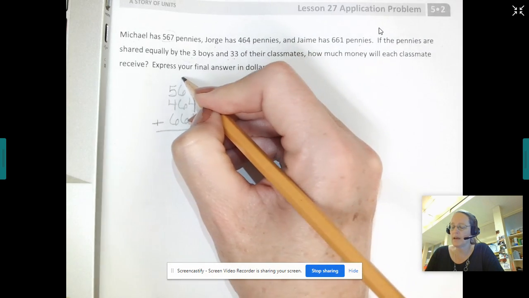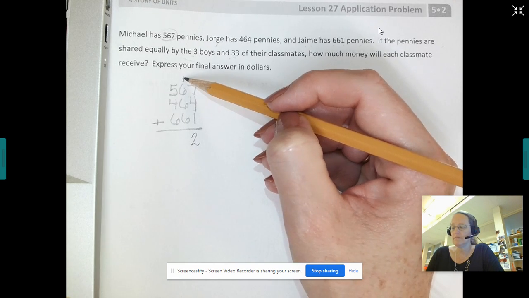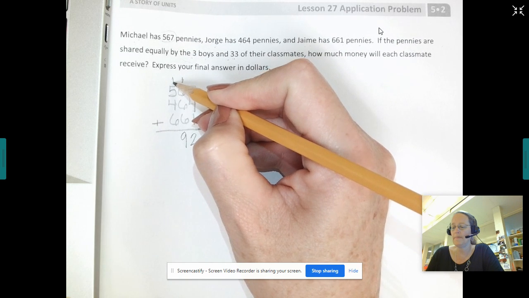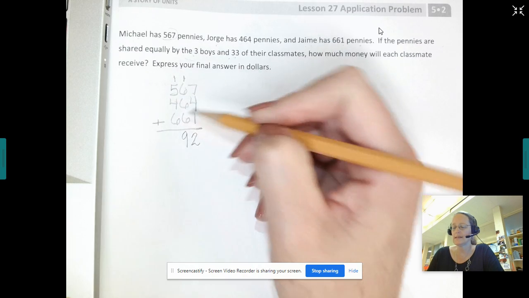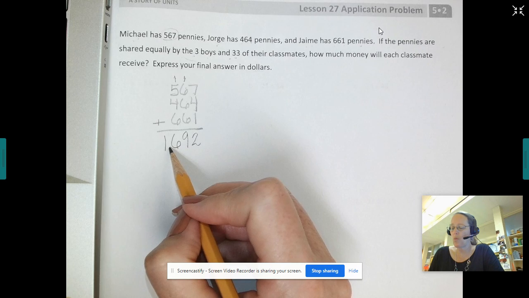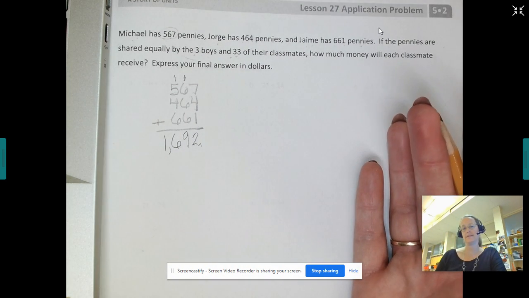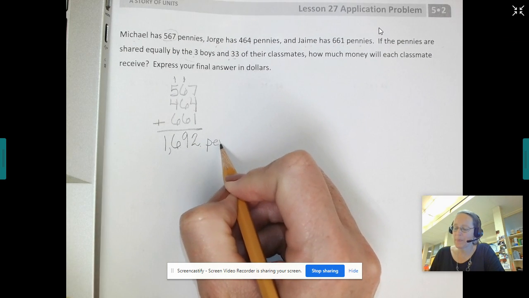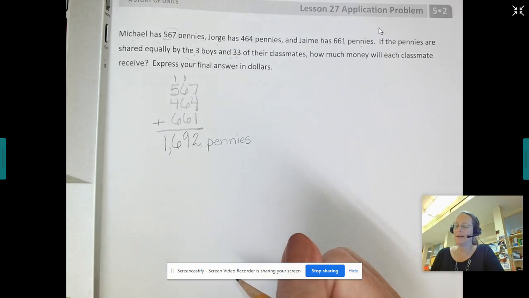Put down the 2 and carry the 1. 6 times 3 is 18. 1 more is 19. Carry the 1. 5 and 4 is 9, and 1 more makes 10. 10 and 6 is 16. They have 1,692 whats? Pennies. That's right. So that's the number of pennies that the 3 boys have combined.